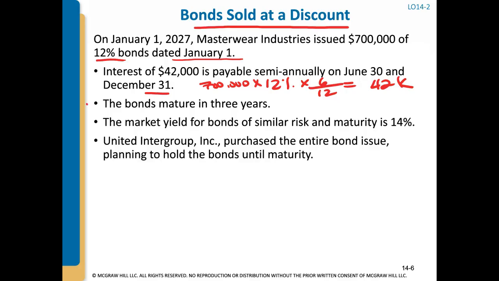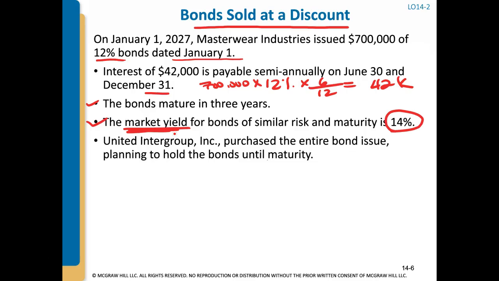The bond matures in 3 years. The market yield for bonds of similar risk and maturity is 14%. So this tells me this is the market rate. It says the market yield. United Intergroup Inc. purchased the entire bond issue, planning to hold the bonds until maturity.